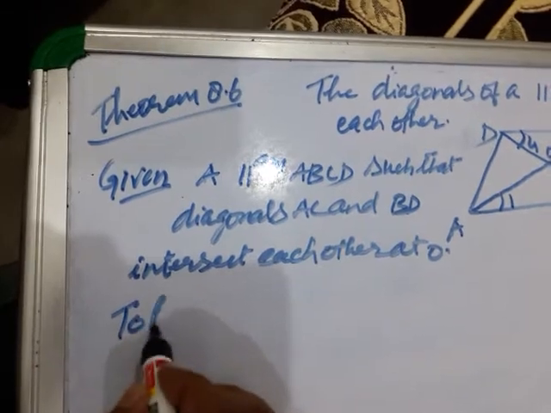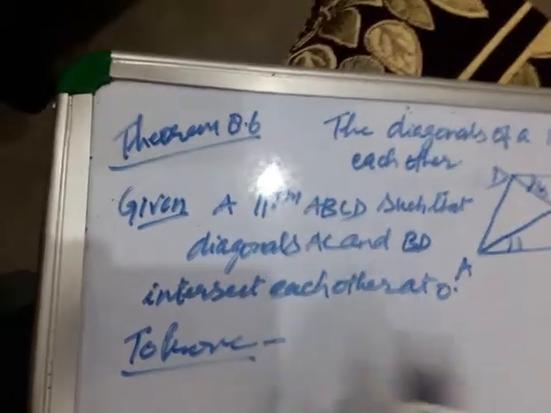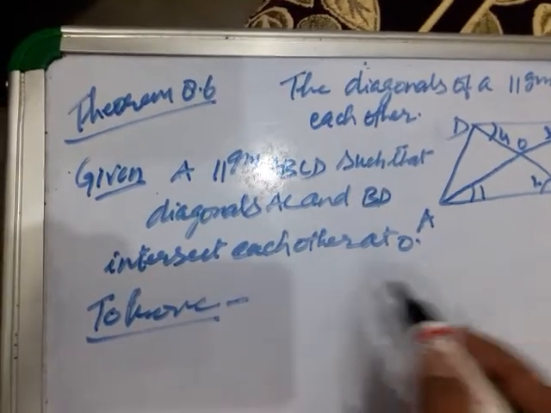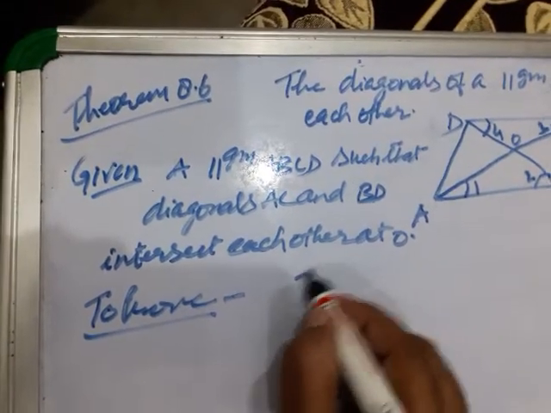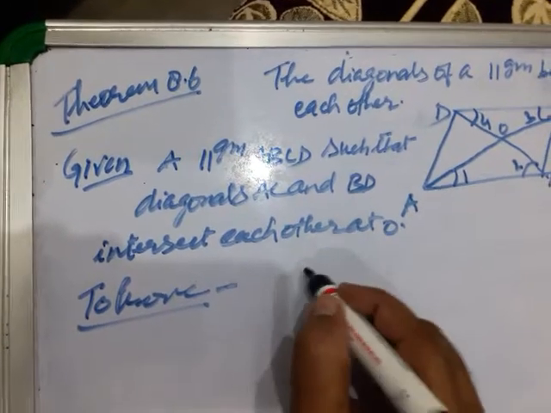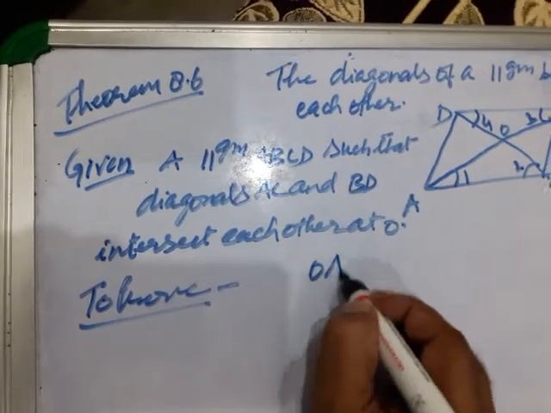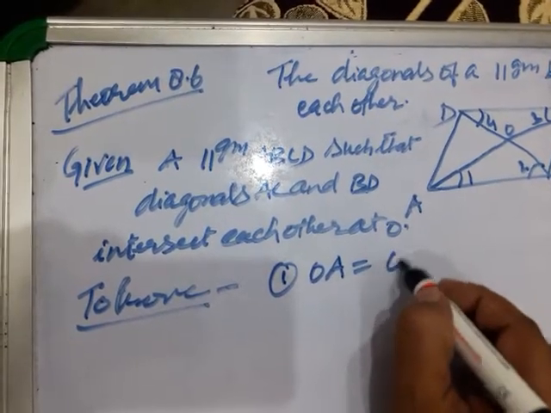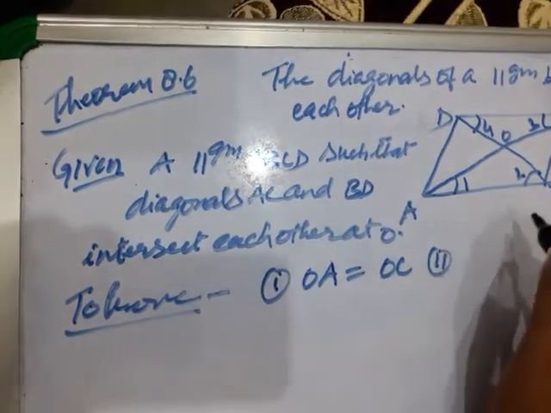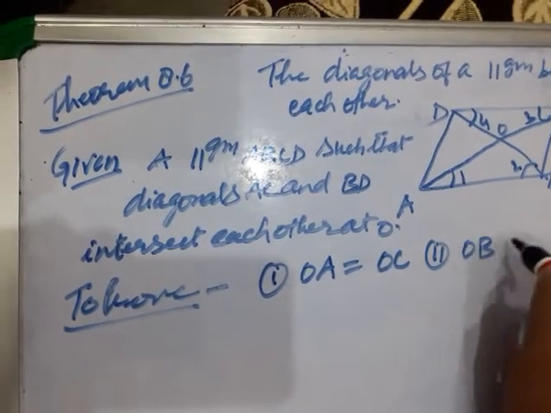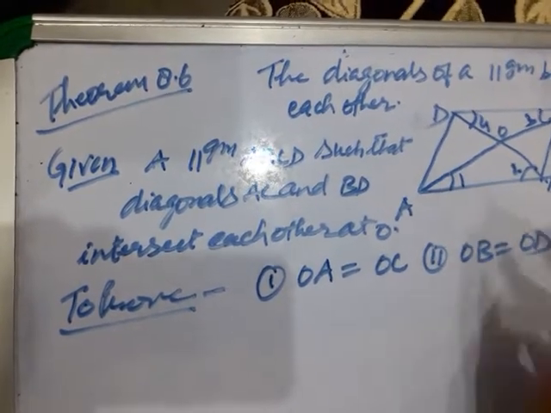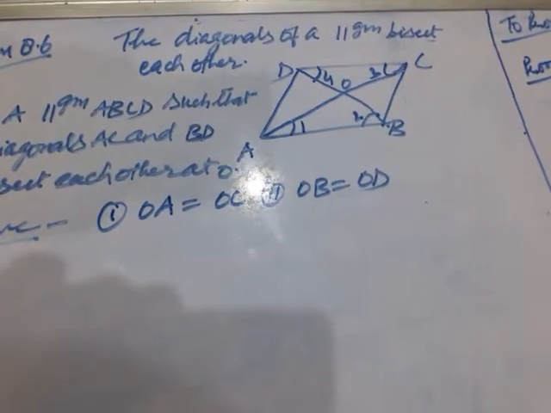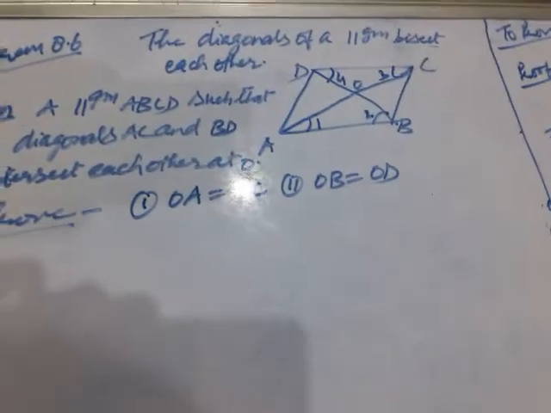We have to prove that the diagonals of a parallelogram bisect each other. Bisect each other means we have to prove that OA equal to OC, clear? And the second one is OB equal to OD. This much we have to prove. Okay children, means they bisect each other. Now start children.